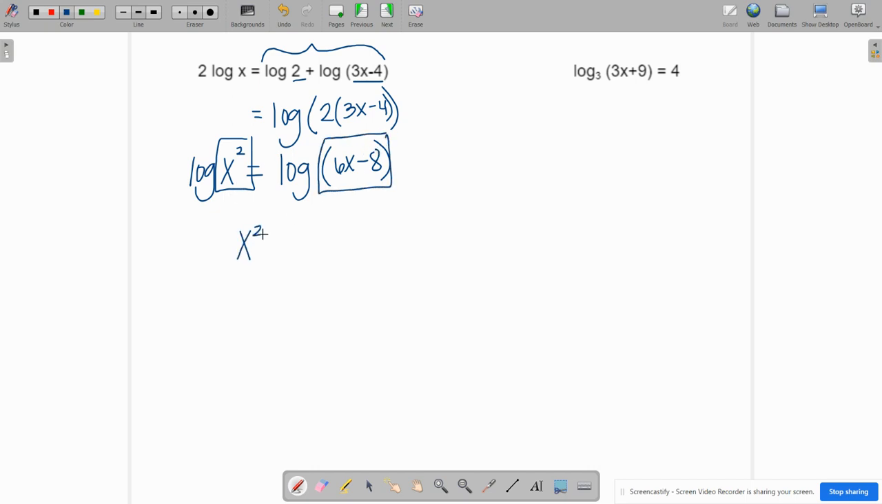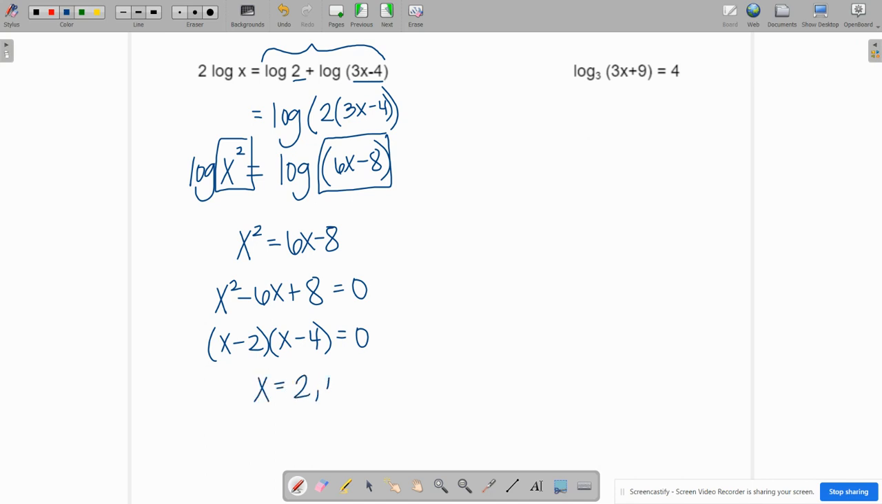So really what we're saying here is x squared equals 6x minus 8. So this is a quadratic that we would need to solve. So we would say x squared minus 6x plus 8 equals 0. And I know that this can be factored to x minus 2 times x minus 4, which means x equals 2 and 4. It's always a good idea to plug your answers back in to check.